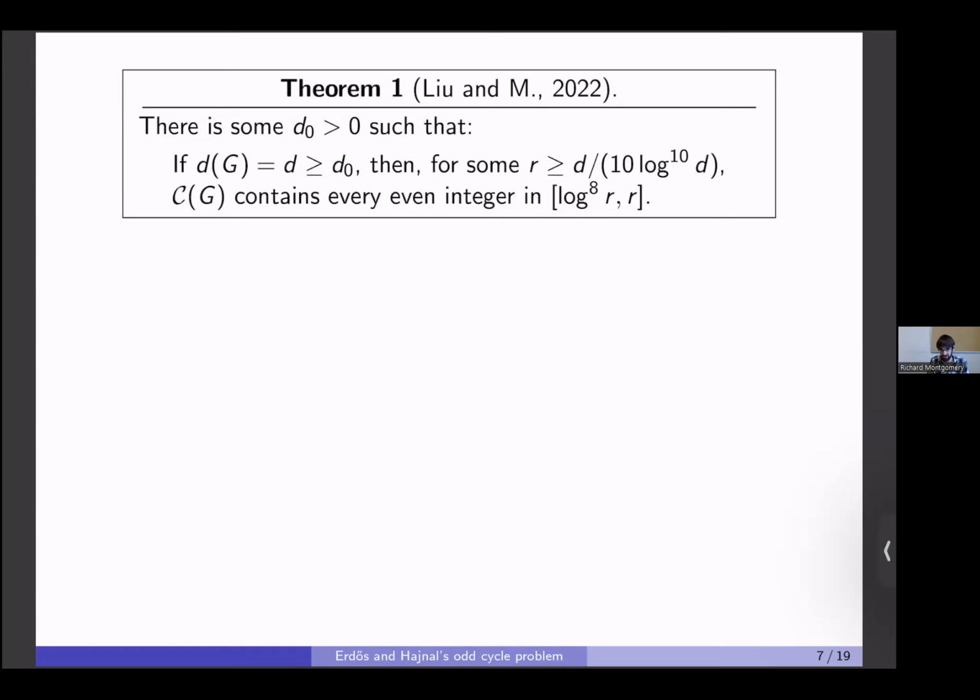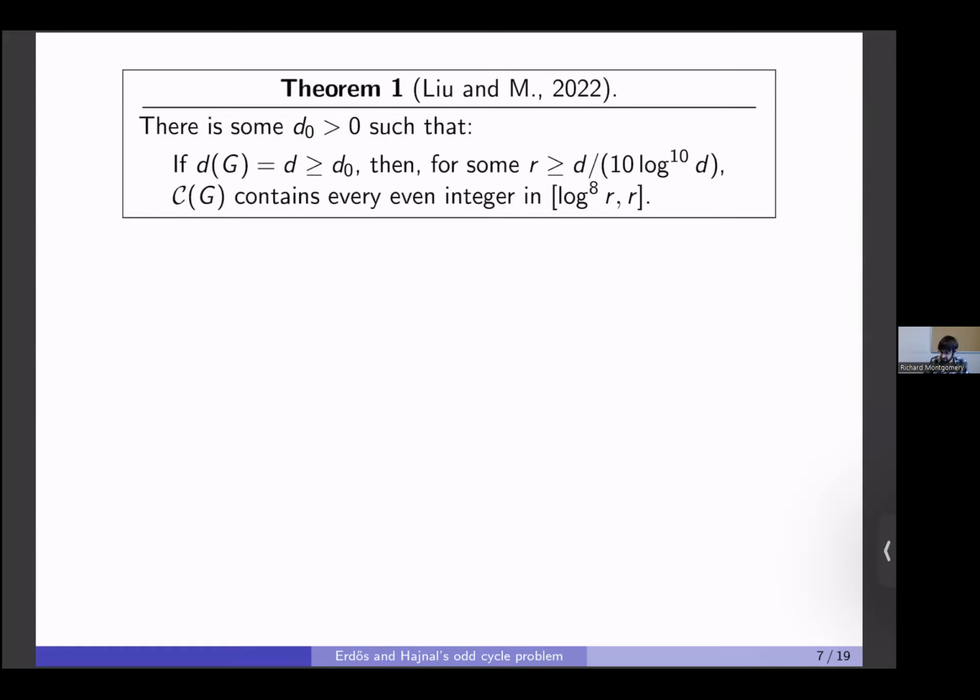So I will talk a little bit about our proof later and how we did this construction. And then this theorem will make more sense: we construct lots of different cycles, and then we can vary the length slightly. That means we can hit every even integer within some interval. Obviously this is for some r, so we can't tell you which interval we're going to hit. But we will manage to hit this quite dense interval.